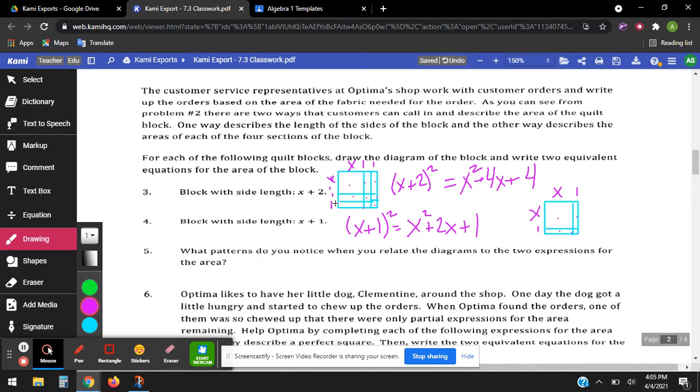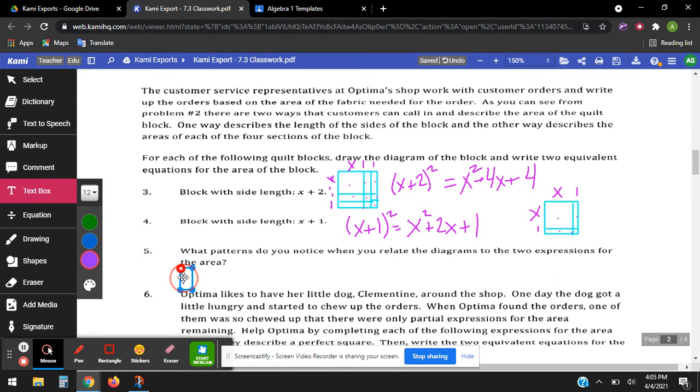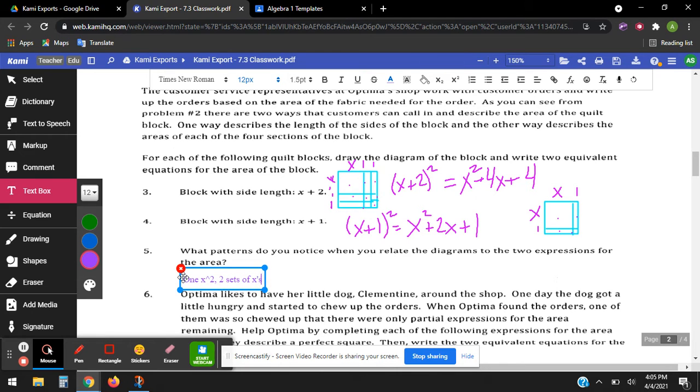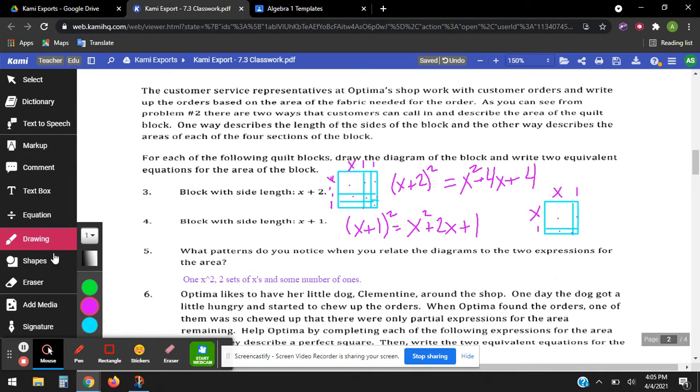Well, I notice that I always have 1x squared. So I can type this one in. 1x squared. I have 2 sets of x's and some number of x's, right? I've got 2 sides with the x's, and then I've got some sort of 1 by 1 in there. So when we're looking at this, we like patterns.